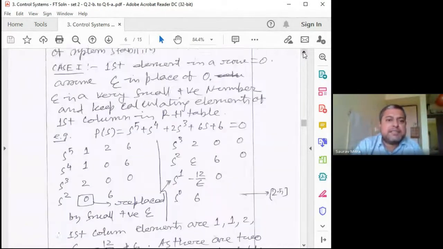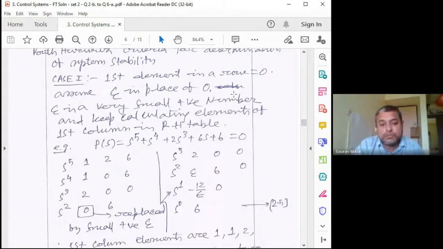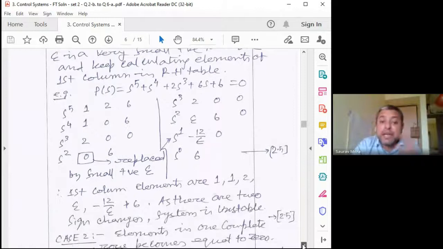This is a special case that when the first element of any row becomes 0, you have to go up to that place. So you do s5, s4, s cube, and you find s square is 0. What to do in that case? Replace this 0 by a very small factor, which is called epsilon. Epsilon is very small, maybe 0.001 or something, which is almost equal to 0, and continue.